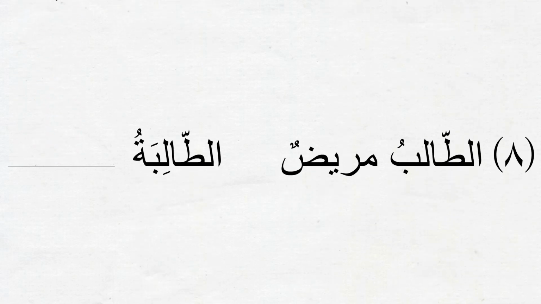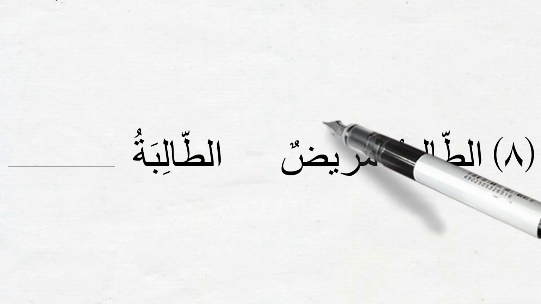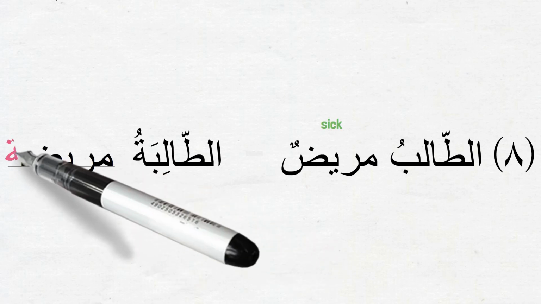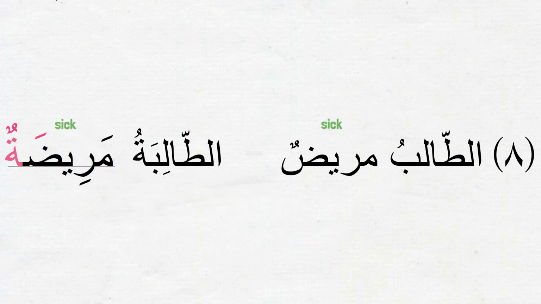Line 8. الطالب مريض. The student is sick. مريض means sick. And we want to say the same thing for the female student. And it will be الطالبة مريضة. Both of these sentences are translated as the student is sick. But the first one is for the male student and the second one is for the female student.